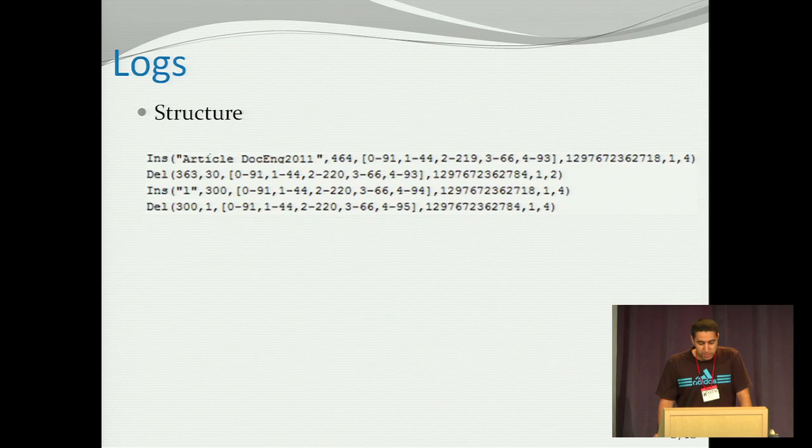To evaluate algorithms, we need real traces. This is an example of real traces. When a user makes an insert action, for example, we store the content of this insertion, the position of this insertion, and some other information, for example, the timestamp and the unique number of the user. When a user makes a delete operation, we store the position of the delete and the number of characters deleted. For example, in line 2, the user deletes 30 characters. And we store other information, for example, timestamp, vector clock, etc.